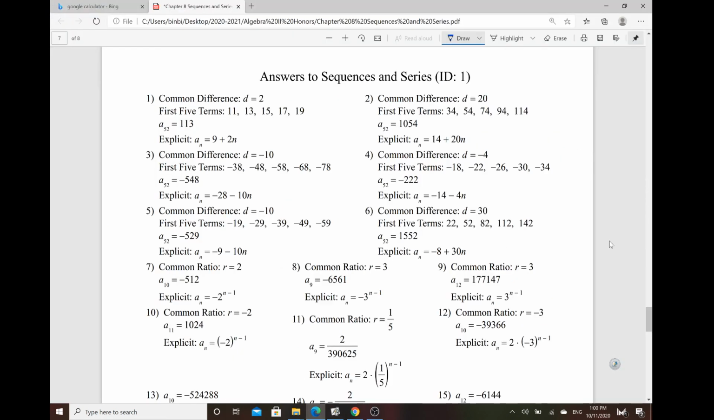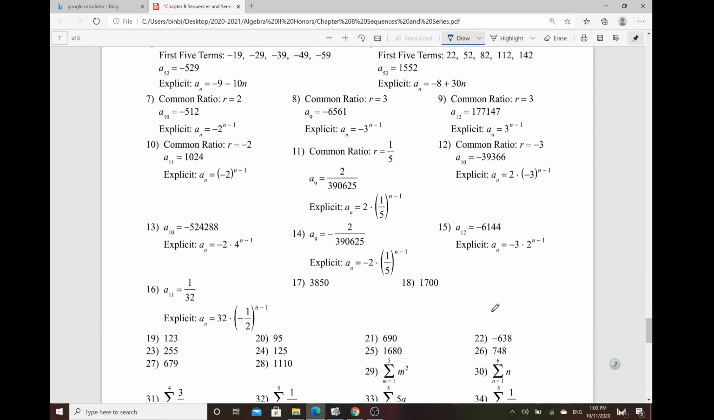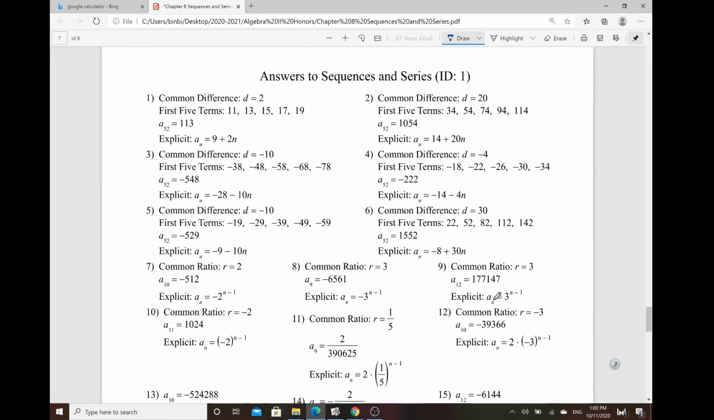Okay, so checking the work. Okay, so for number 16, yeah, that's what we found.